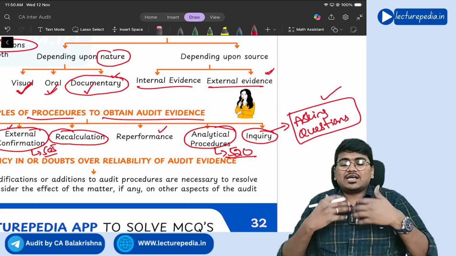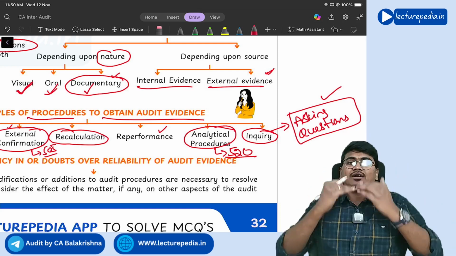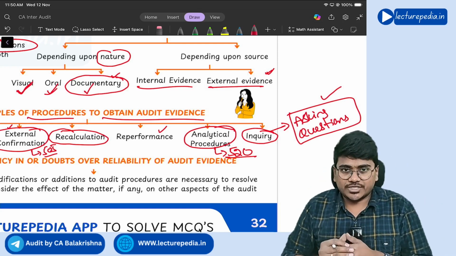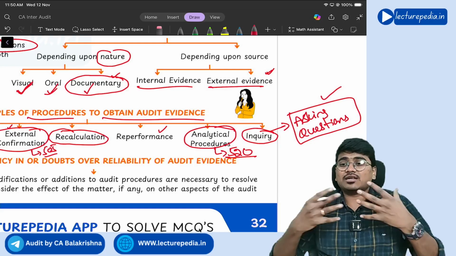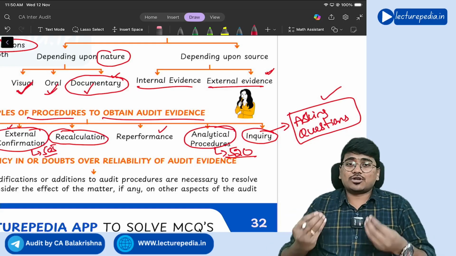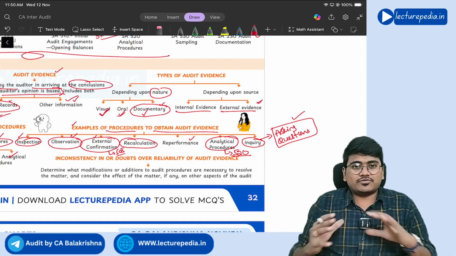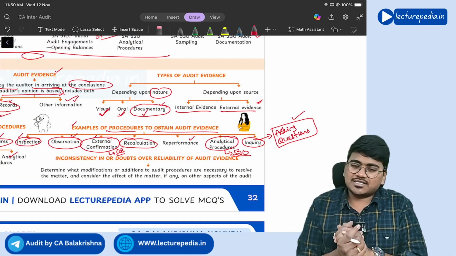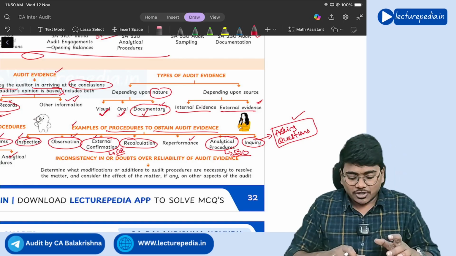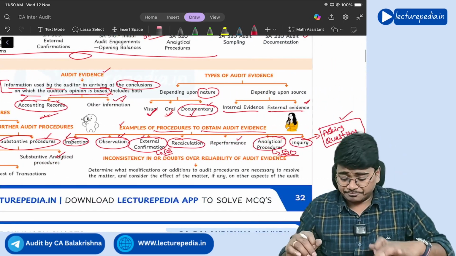So you will ask questions and you will get answers to that particular question. So those answers are nothing but your evidences. This is also one of the audit procedures that you can perform. So these are examples of certain audit procedures that the auditor can perform to obtain audit evidence.